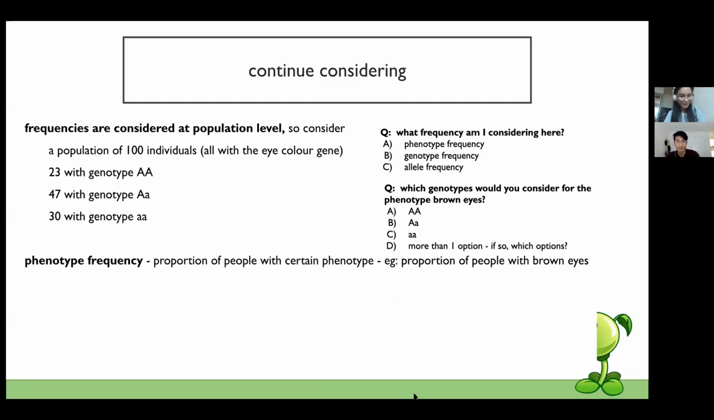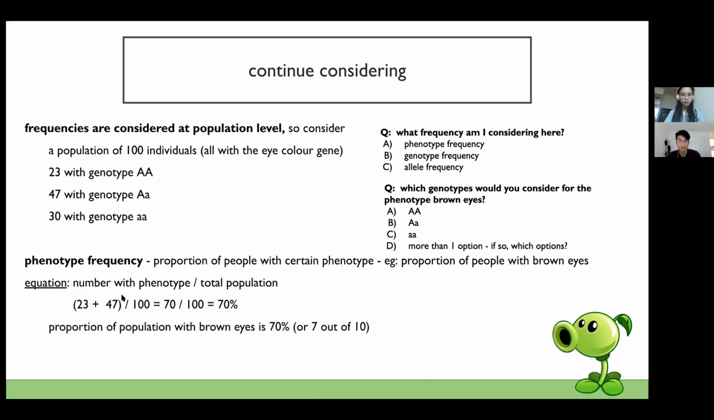So gotcha. Yep, you guys are saying big A and big A, little a, which is perfect. There we go. So this is just calculating the frequency of the people with phenotype brown eyes.